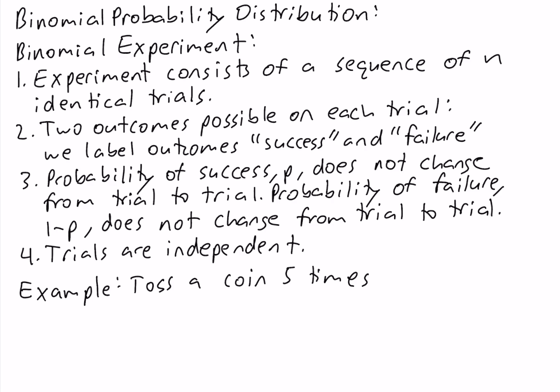The trials are independent because no matter how many times we get heads or tails in a row, the probability of heads and tails is still going to be 0.5. So all four properties are satisfied, so this is considered to be a binomial experiment.